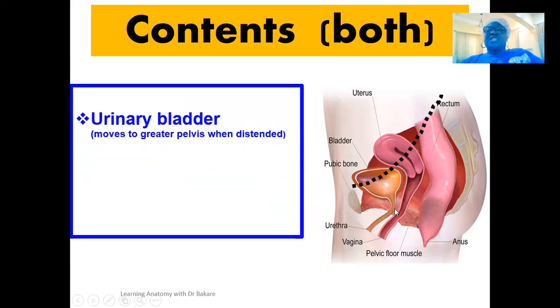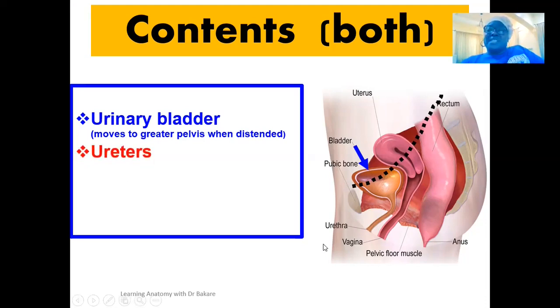Anteriorly, the first structure that is seen is the urinary bladder. This is the urinary bladder here, highlighted in blue. This urinary bladder, when distended, can move to the greater pelvis because there's going to be an increase in size due to more accumulation of urine. So it may be seen to extend up into the greater pelvis. Then the next structure is the ureters.